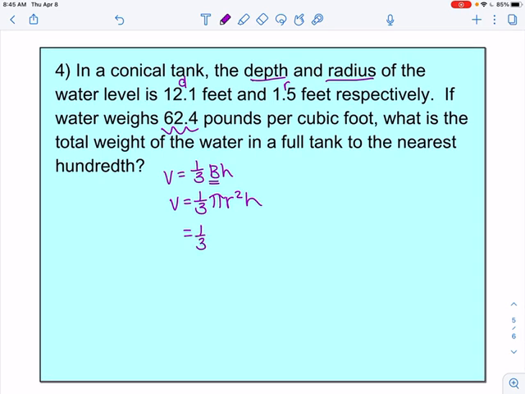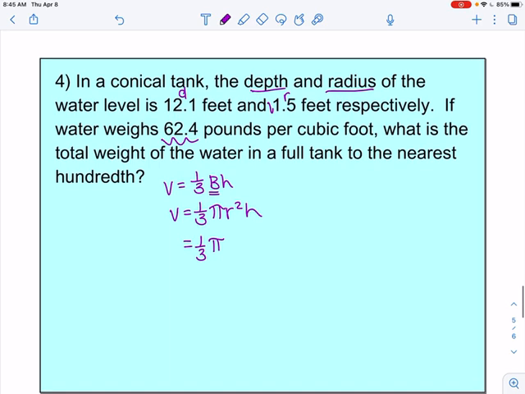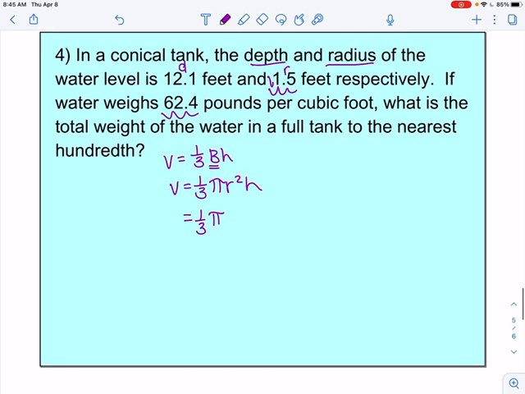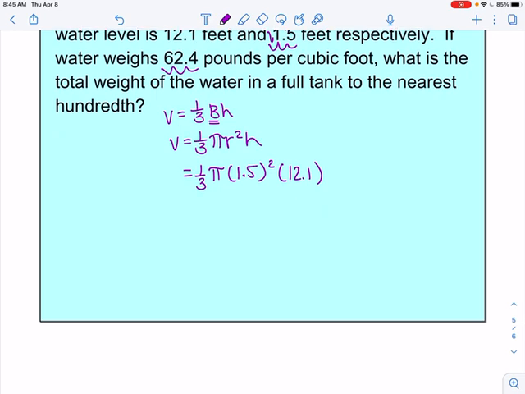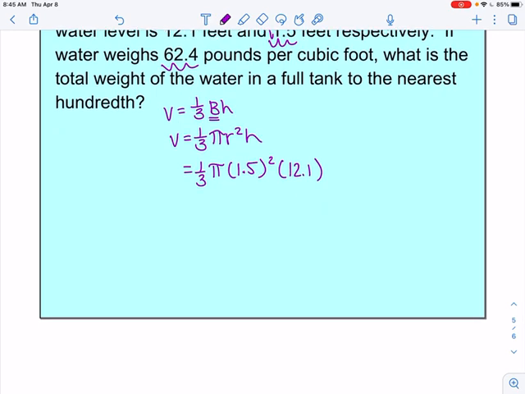All right, so I'm going to have one third pi. The radius was given in the problem. It was 1.5, so we'll have 1.5 squared. And the height of your tank is going to be the depth of your tank. That's how deep it is, so that's going to be 12.1. When you multiply those all together, you should get an answer, rounded to the nearest hundredth, of 28.51. That's the volume.